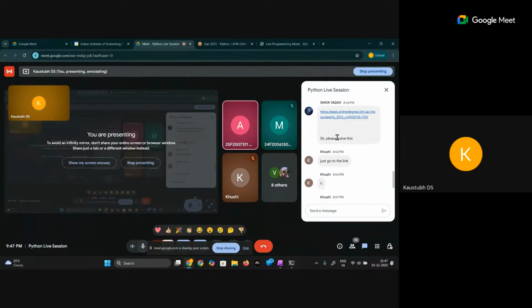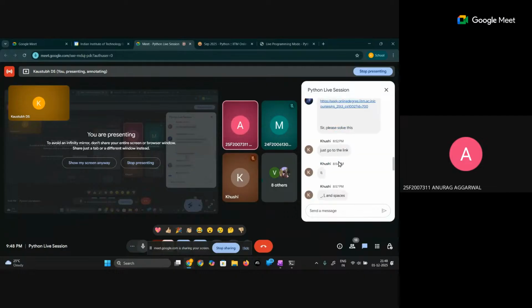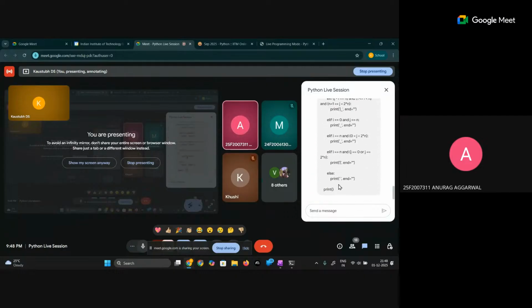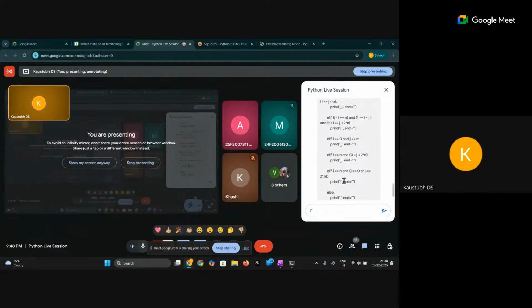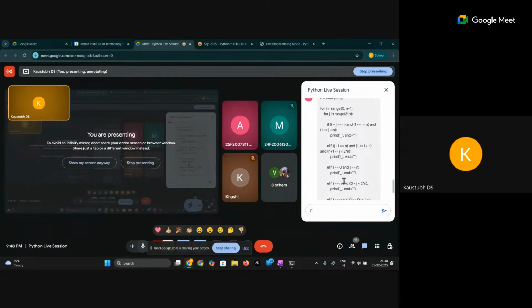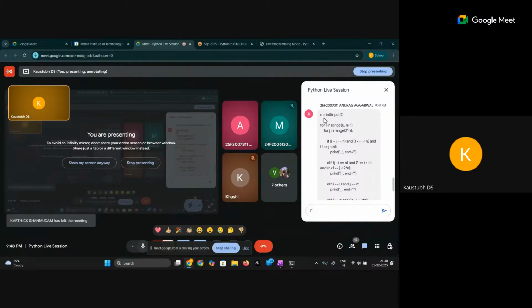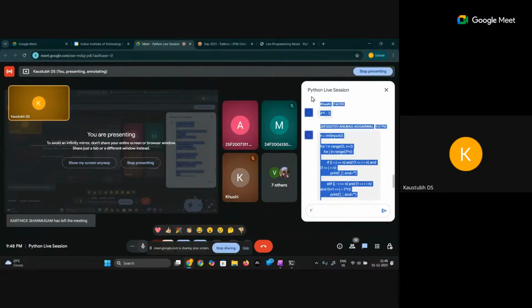Okay, nice. n equals integer input, for i in range. What is this? Wait, let me just take it.